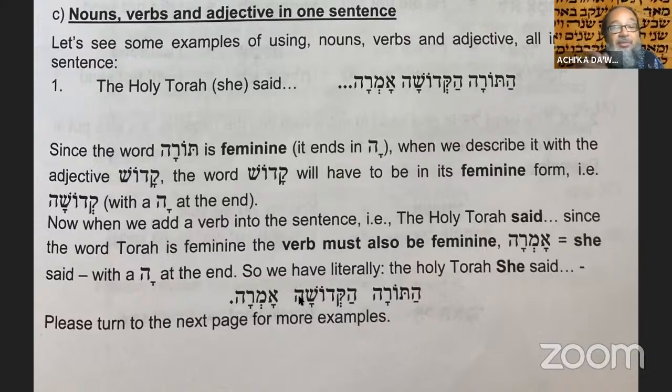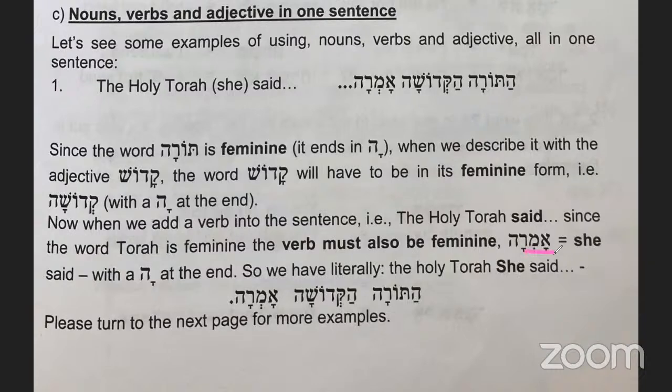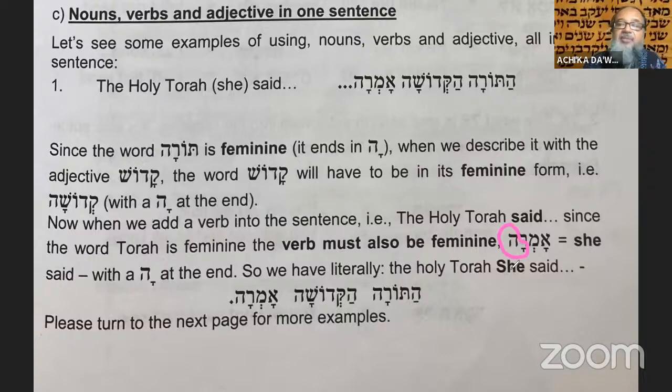Okay. So now when we add the verb into the sentence, the Holy Torah said, meaning she said, since the word Torah is feminine, the verb has to also be feminine. And the verb of saying is amara. Amar by itself, as one of our vocabulary words, is masculine. The moment they put that ah on there, it makes it feminine. She said.